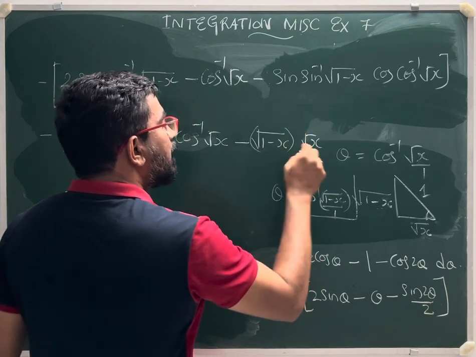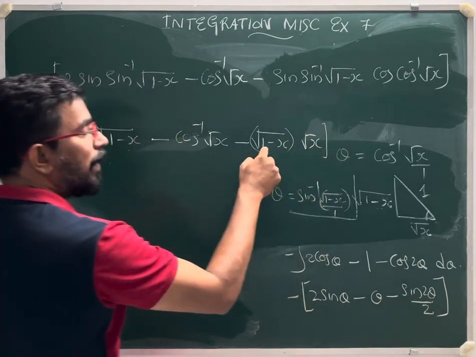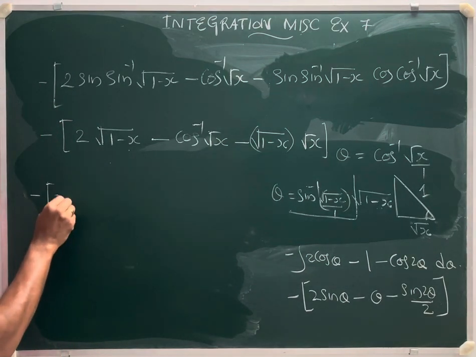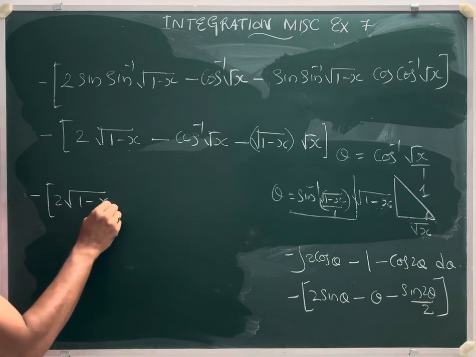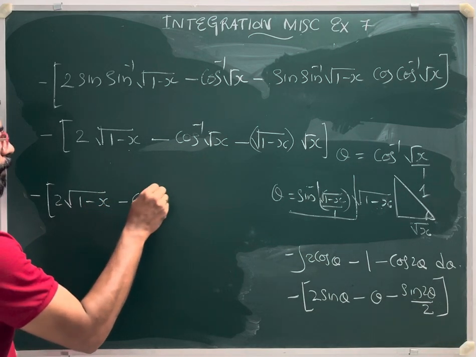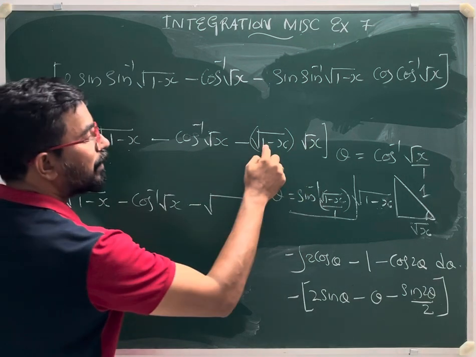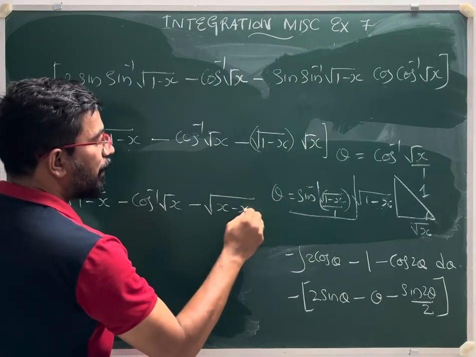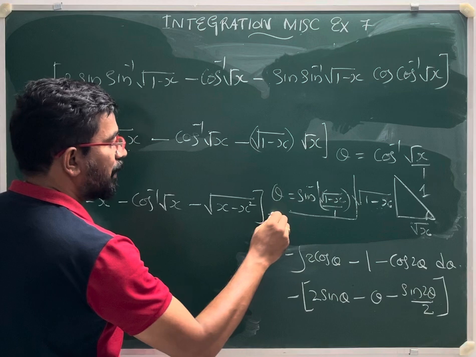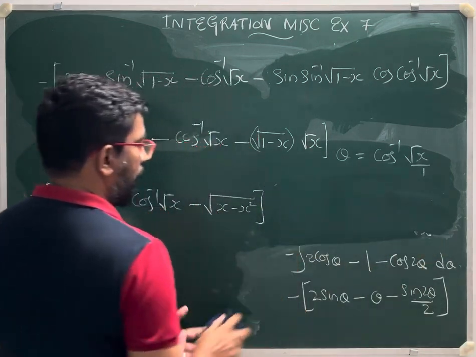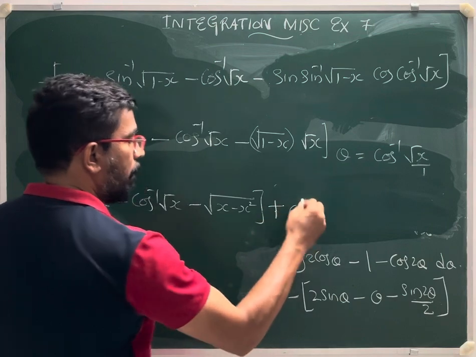If you look at some textbooks, they multiply this inside. That is possible. If you want, you can write it as minus 2 root of 1 minus x, minus cos inverse root x, minus root x times root of 1 minus x. If you multiply, this will become x minus x square, plus c. So you will be able to write it like that, plus c.